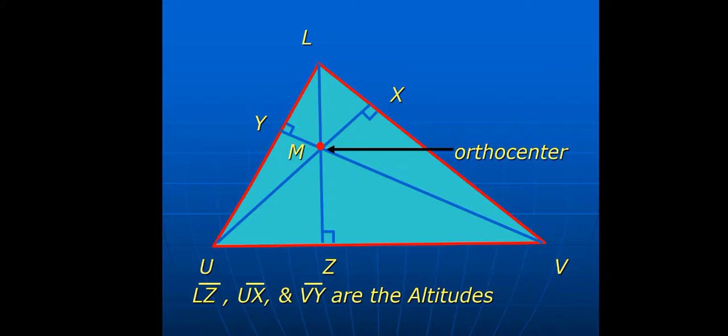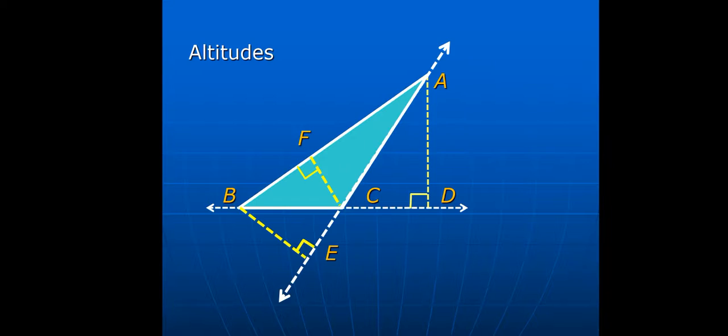Ang orthocenter ay pag yung tatlong altitudes ay nag-meet. Yung dot, which is the letter M, yung letter M natin dito is the orthocenter. So, I hope you understand that. Do you think it is a triangle? Yes, it is a triangle. Ganyan yung altitude.